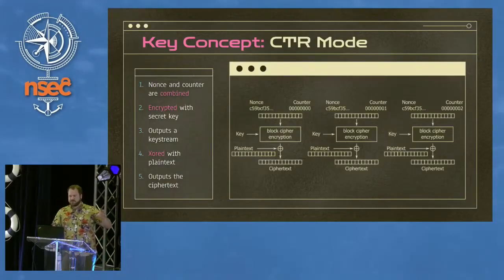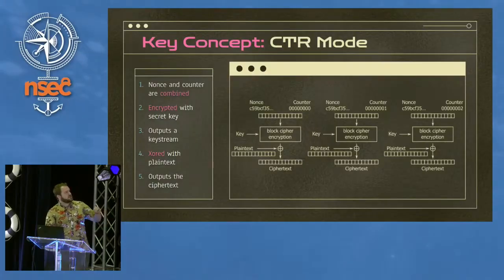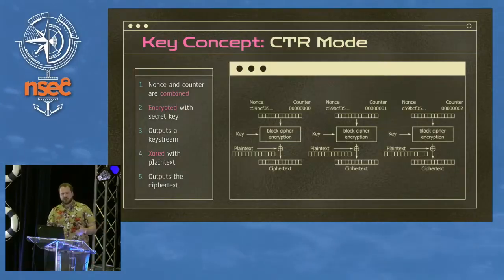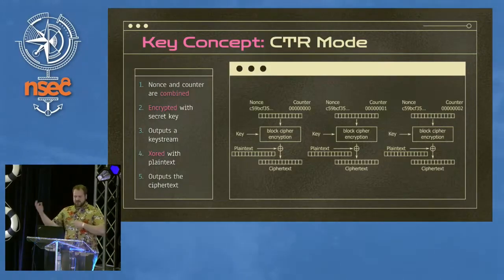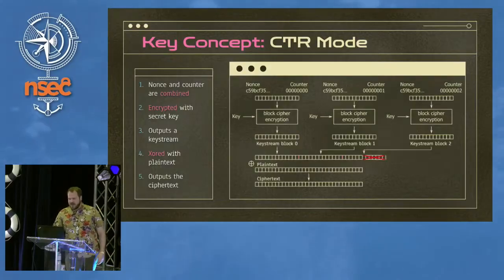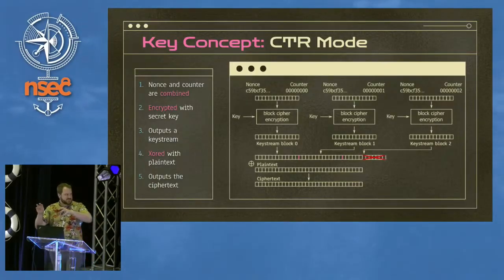So key concept first, CTR mode. Basically, there's a nonce and a counter, and they're combined. It gets encrypted with the secret key. It outputs a key stream. The key stream is XORed with plain text. And then, well, that plain text that has been XORed with the key stream is our ciphertext. You've seen this on Wikipedia. I've taken it from Wikipedia. I prefer this version I've changed. The key stream blocks are cleaner to see.